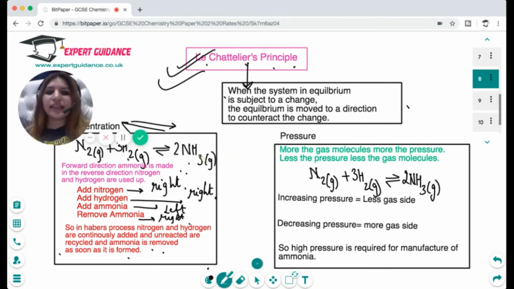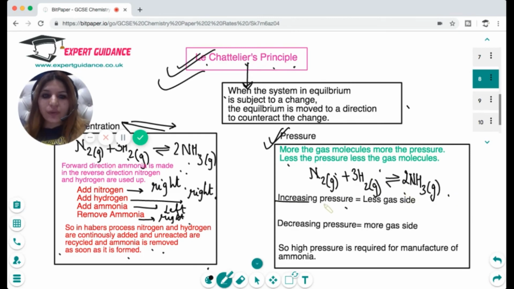Okay, let's take another example, pressure. Now for the pressure, there's a rule. The more gas molecules, the more pressure; the fewer gas molecules, the less pressure. So in this equation, more pressure is on the left side because it has 4 moles of gases, and less pressure is on the right side.